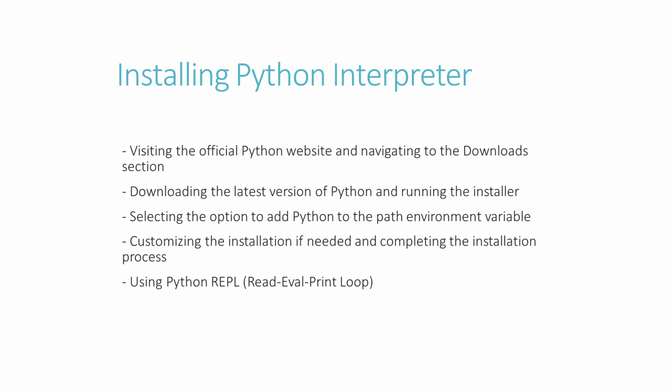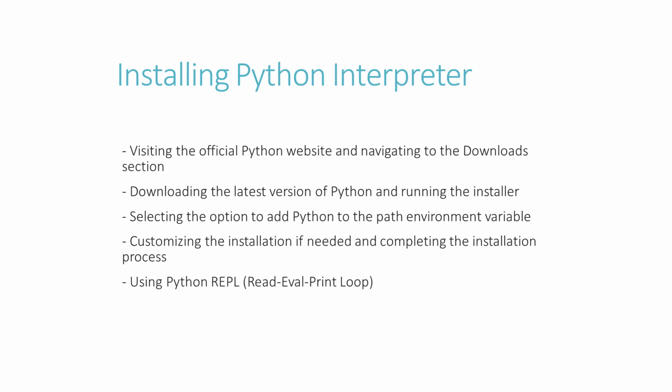We'll visit the official Python website and navigate to the download section. We'll download the latest version of Python and run the installer. We'll also select the option to add Python to the path environment variable. Then we'll customize the installation if needed and complete the installation process.